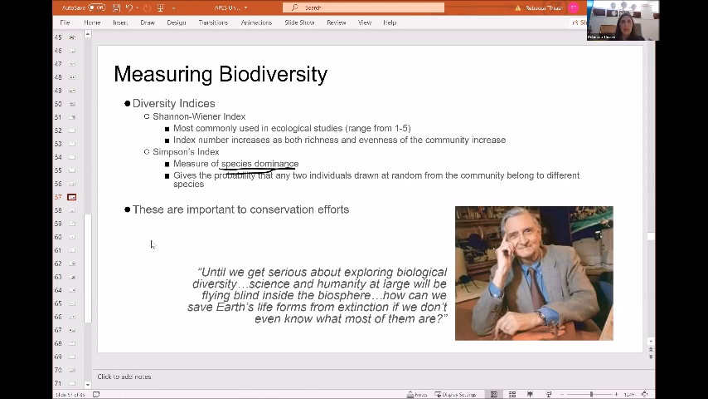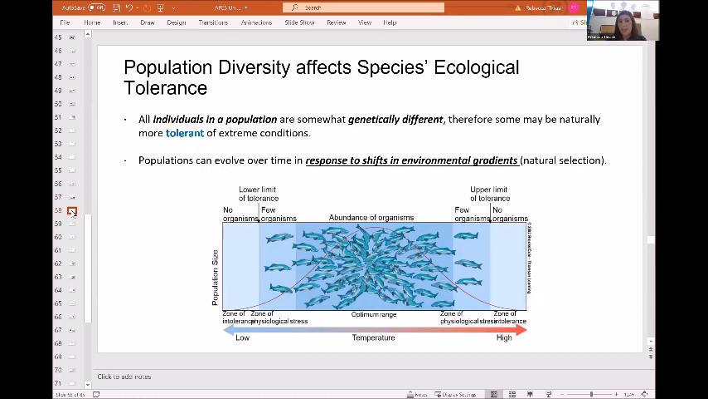Why do we need to measure biodiversity? Typically, for us, this is in order to direct conservation efforts. This is a great quote from E.O. Wilson. If we don't know how many species there are, if we don't know the biological diversity of areas, it's really hard for us to understand what we can do as far as policy and interventions to help protect that biodiversity. We've got to have the information. So that's kind of where the science idea comes from.